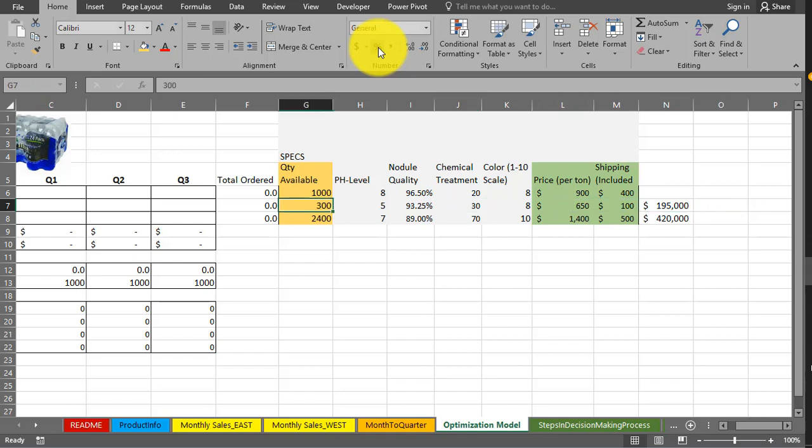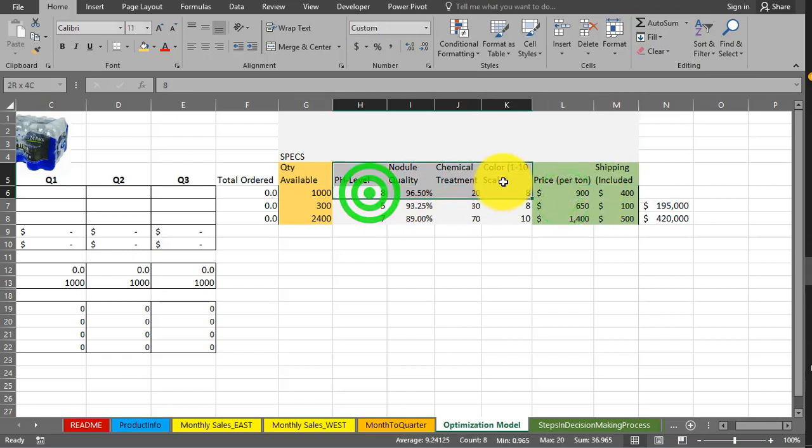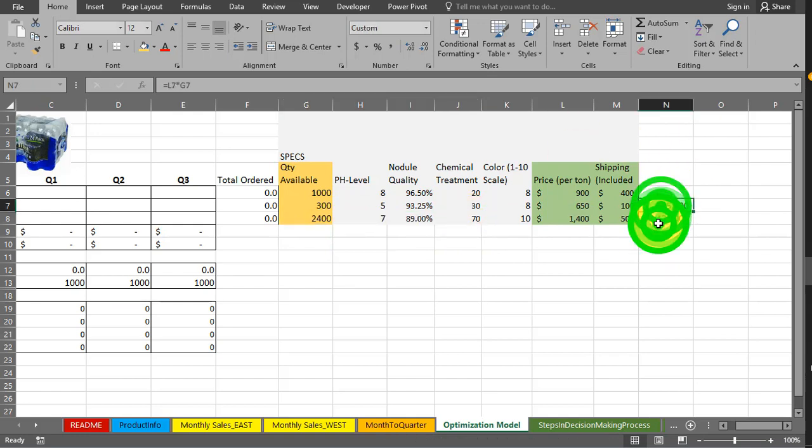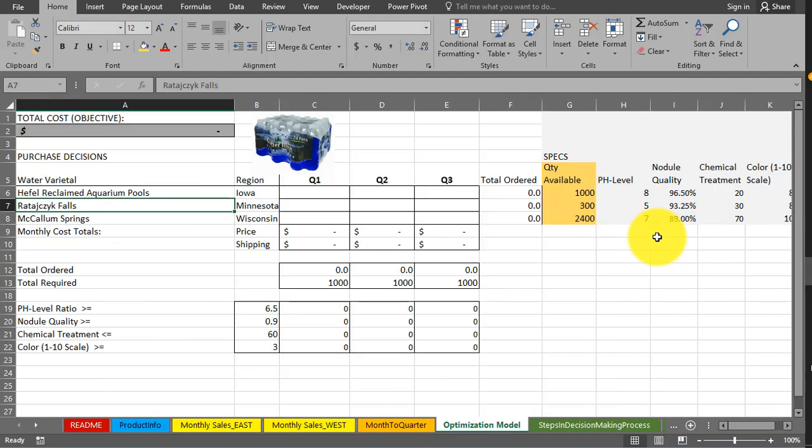So the model should pick up on that if you do the model successfully, and it will order 300 units from Ratajczyk, a bunch from Hafele as well because he's cheaper than McCollum, subject to these conditions being satisfactory to our model, leaving McCollum to what we call hold the bag, meaning we get the rest from that supplier. Okay, so look at that difference there. That's what we're talking about when we do an optimization model.